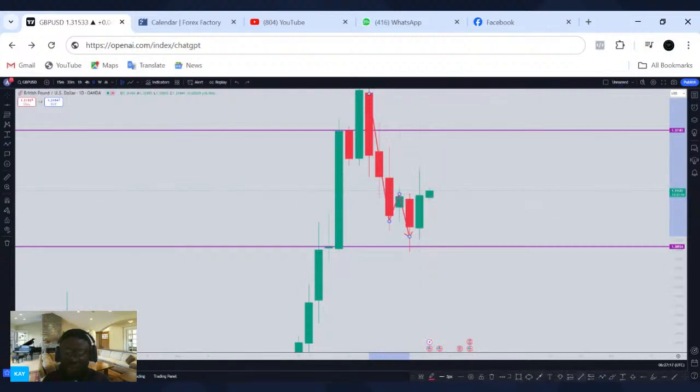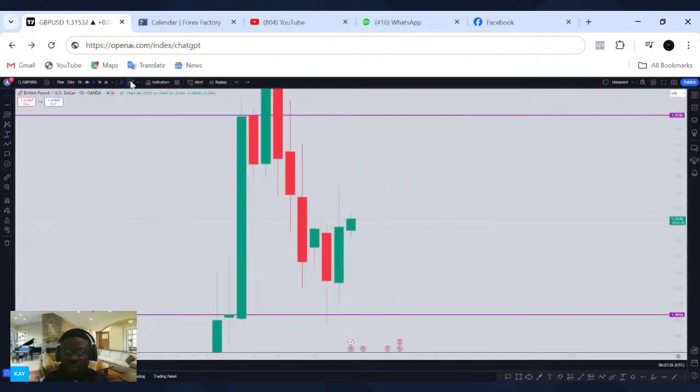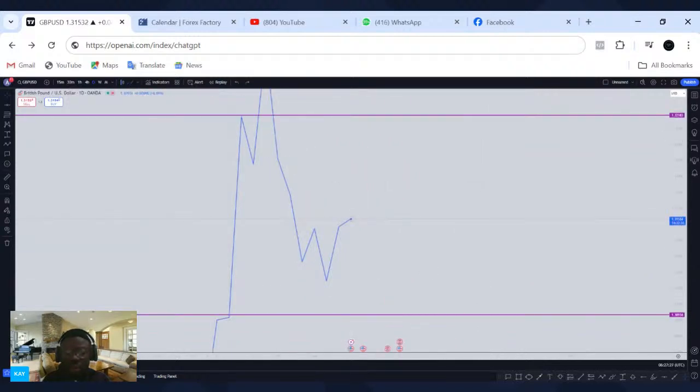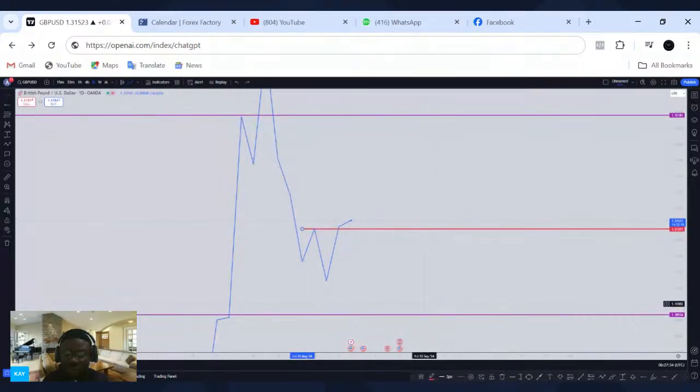So the H for the daily time frame is what? The daily time frame is an uptrend. You get it. The daily time frame is an uptrend. So you plot out or you indicate your support and resistance level.